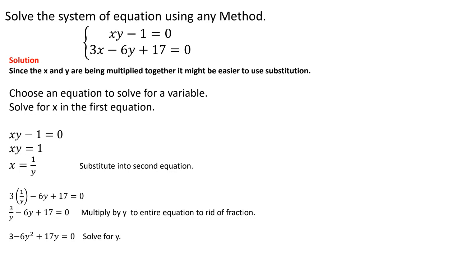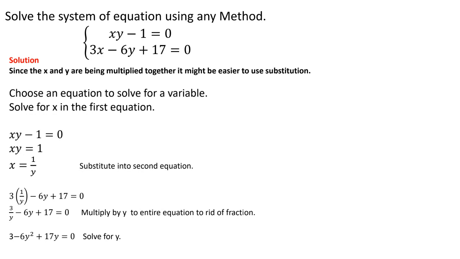Now that I'm here, it's very important that when we are multiplying, especially when we're using the elimination method, a lot of times I see students only multiply half of the equation. So it's always good that if we're multiplying a number to our equations, we do it on both sides, or we do it to the whole thing. Let's not forget our right side, okay? So we have this equation, 3 minus 6y squared plus 17y equals 0.